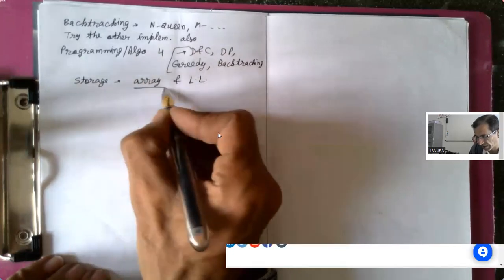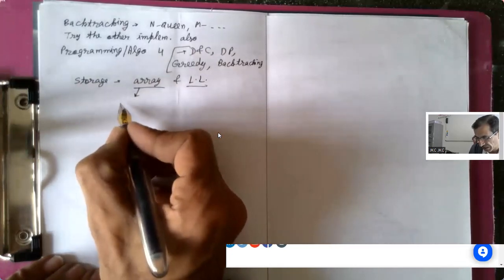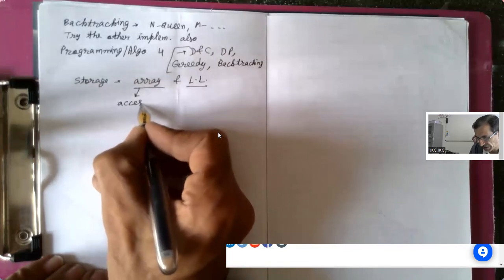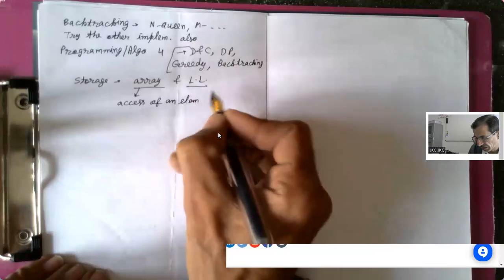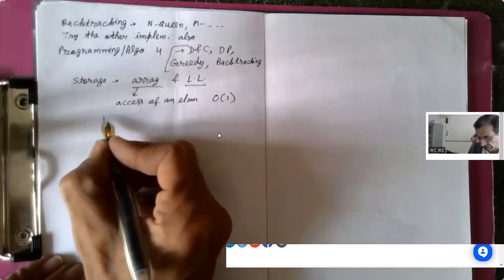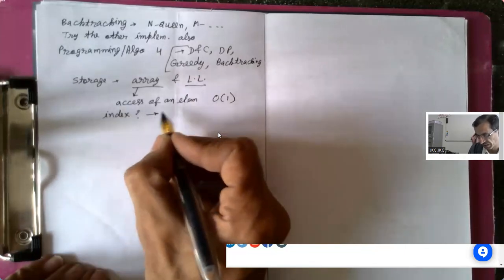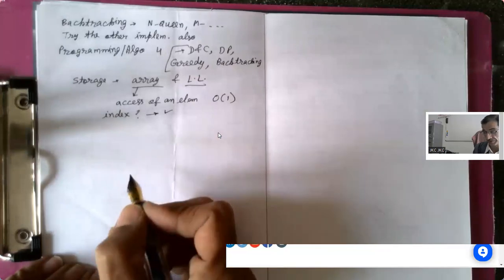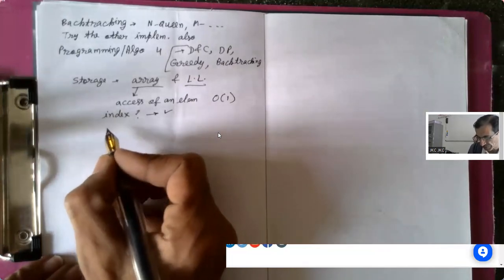Both have their own advantages and disadvantages, but array has one of the best advantages: access of an element is in unit time. If you know the index, then it can be done in order of 1. The only thing is the index should be known. So if the index is known, things are easy, and that's why array is most preferable. So in general, if I know the index, we are done.